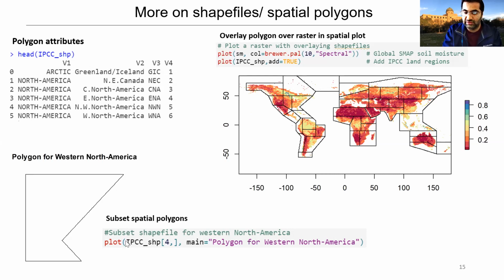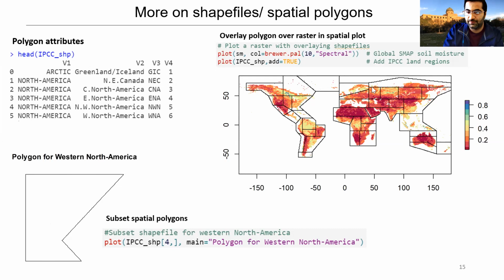And all I have to do is subset it as I would subset any matrix, by taking all columns and taking one specific row that I want to extract from this big data. So now this is how the polygon looks if I plot just for Western North America. So this is a smaller subset of the big data that I have over here.